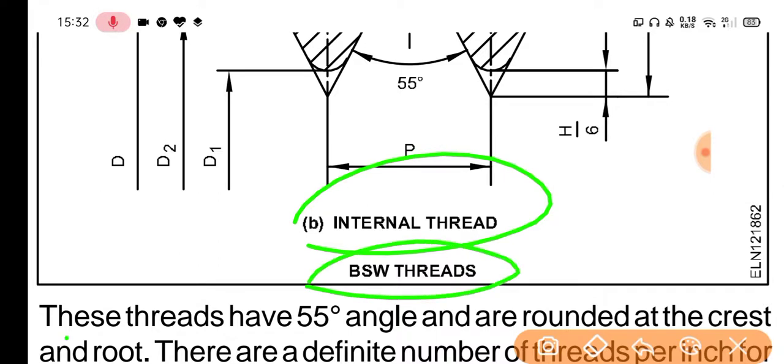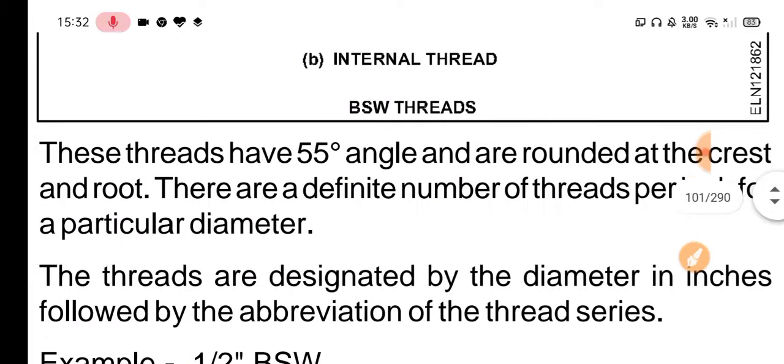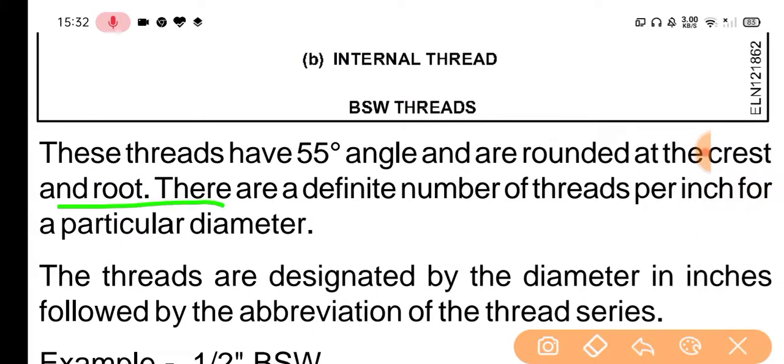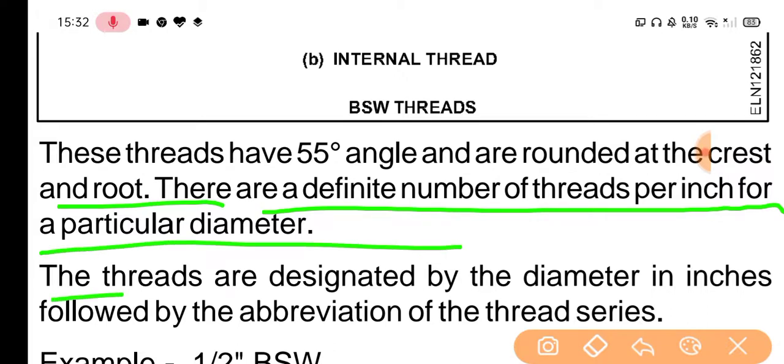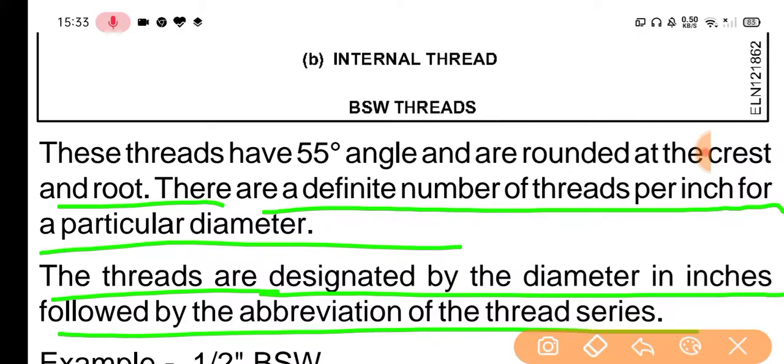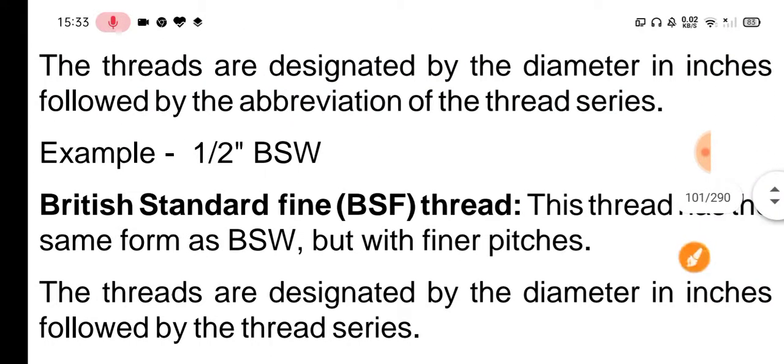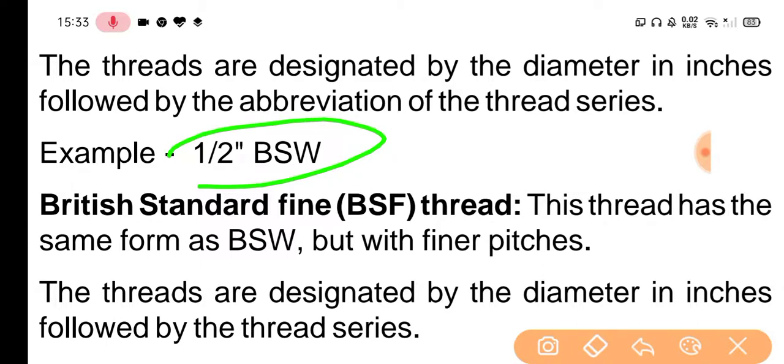BSW threads. These threads have a 55 degree angle and are rounded at the crest and root. There are a definite number of threads per inch for a particular diameter. The threads are designated by diameter in inch followed by the abbreviation of the thread series. Example: 1 by 2 inch BSW.